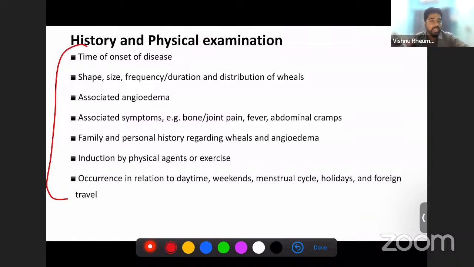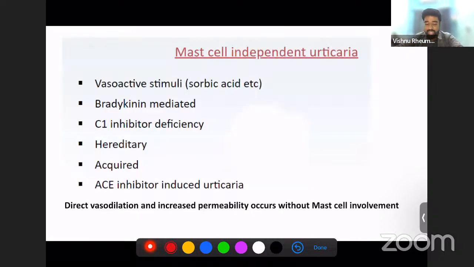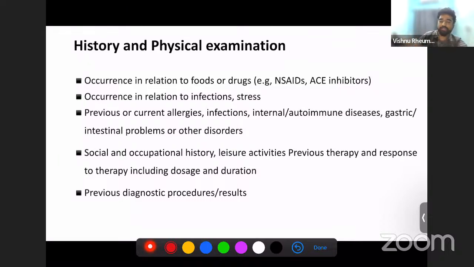So time, basically acute versus chronic, shape, size, frequency, duration, all of these you would definitely take in your history. And also you would look for possible underlying triggers, whether it be drugs, some travel that the patient might have done, or some underlying infection. And you will also look for other possible triggers like food allergy, and kind of zero in on a possible trigger.